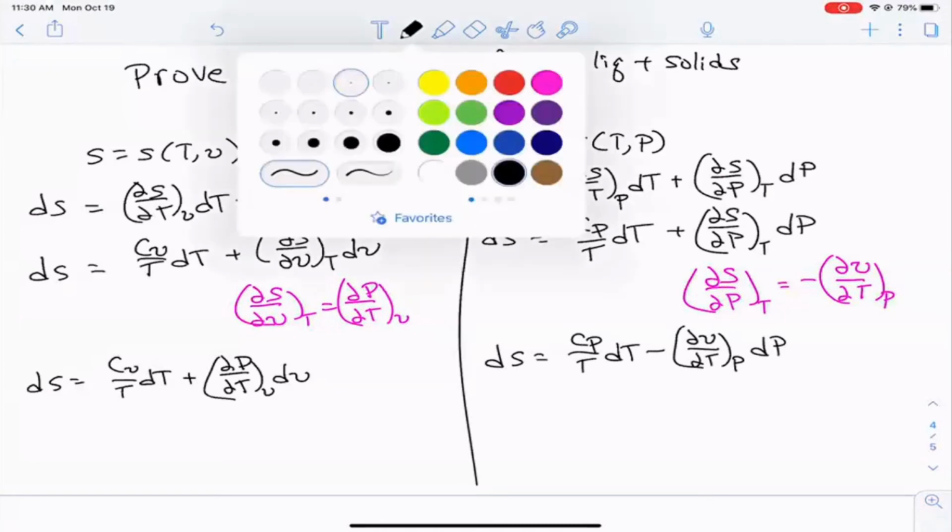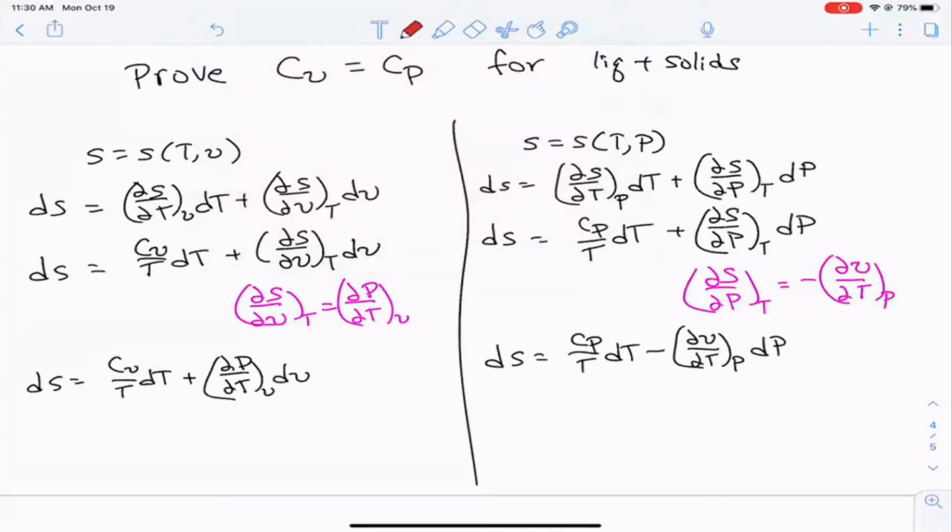Okay? All right. So I'll throw this out to you guys. What is a very common assumption that you make for liquids or solids? They're incompressible. Yeah, that's great. So if I assume that liquids and solids are incompressible, then the dV's go to 0.